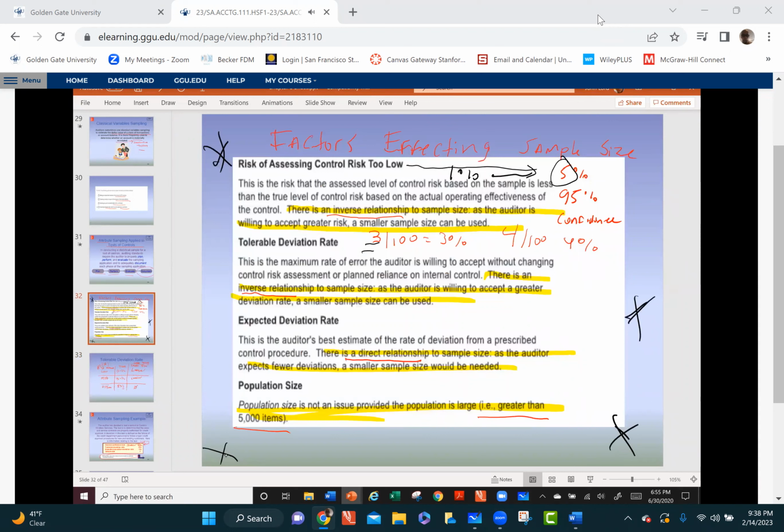Okay, there were a couple more on this slide that I wanted to show you. Expected deviation rate. What happens here? We say that there is a direct relationship to sample size. So what happens? I have a client, let's say, that messes up the control every year. Every year I come in, they don't sign those time cards, man. Every time I look at this, they don't sign the time cards, right? What happens? I come in and they tell me, guess what, auditor? Guess what? This year, we got it. We signed the time cards.